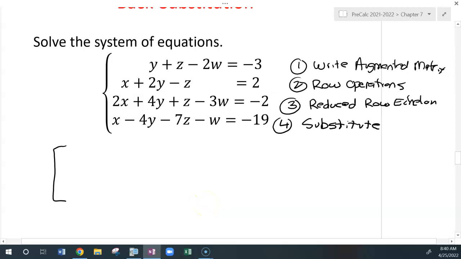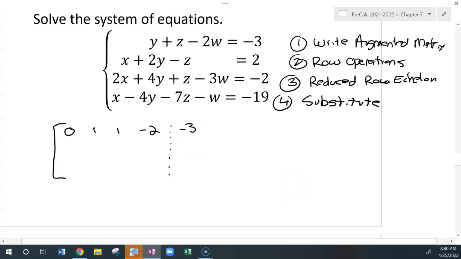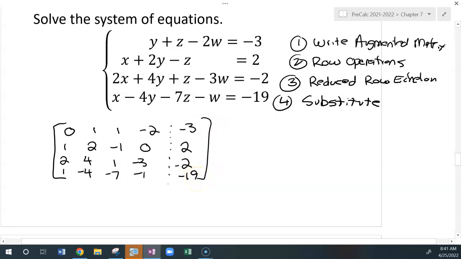I have X, Y, Z, and W, so I'm going to have 4 variables, so 4 rows. And when I put my constants in, I'm going to have 5 columns. First row: 0, 1, 1, -2, and I'm going to put those dashed lines in, and I get a -3. Second row is 1, 2, -1, 0, and that's a 2. Third row is 2, 4, 1, -3, and then -2. Last row is 1, -4, -7, -1, and that's -19. All right, so there goes my matrix.